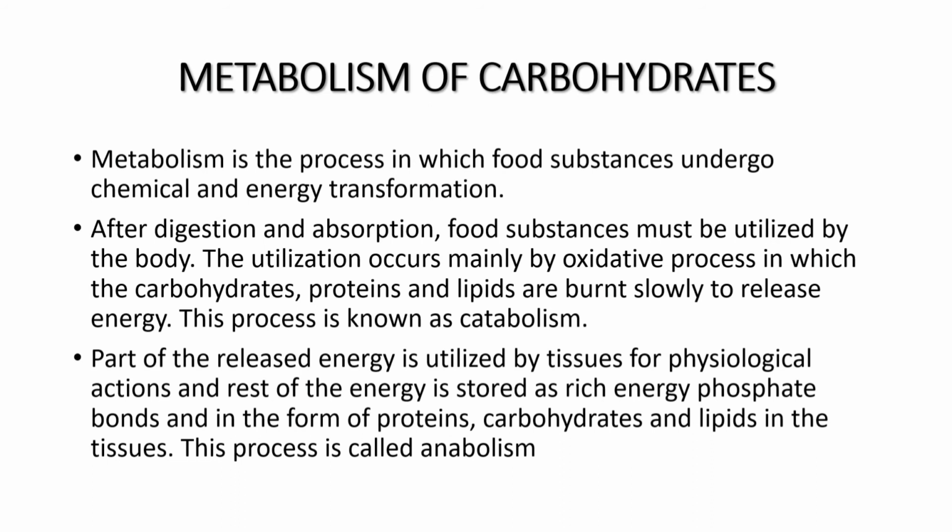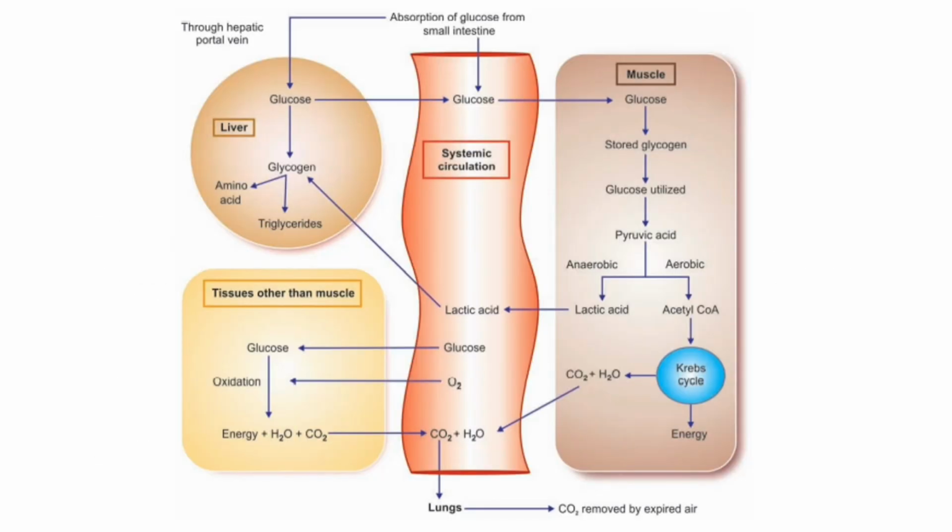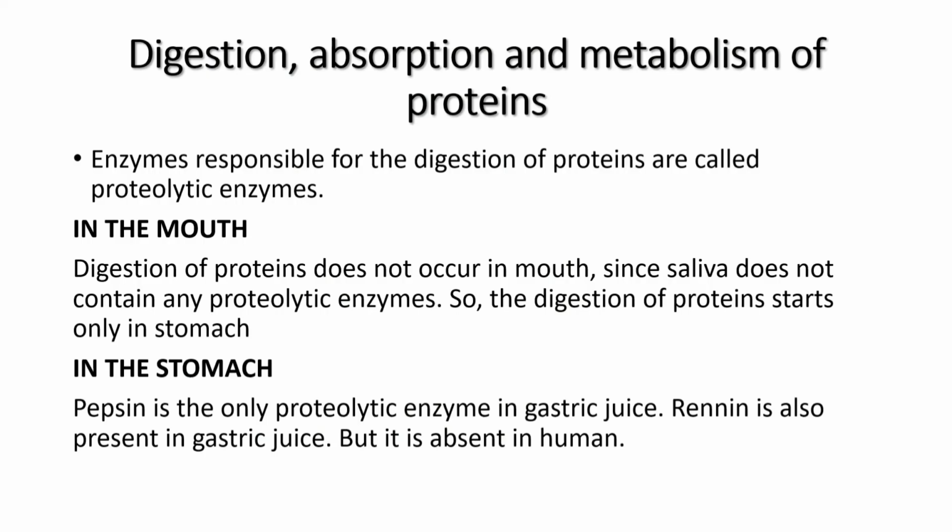Part of the released energy is utilized by tissues for physiological actions, and rest of the energy is stored as rich energy phosphate bonds and in the form of proteins, carbohydrates, and lipids in the tissues. This process is called anabolism. Digestion, absorption, and metabolism of proteins.